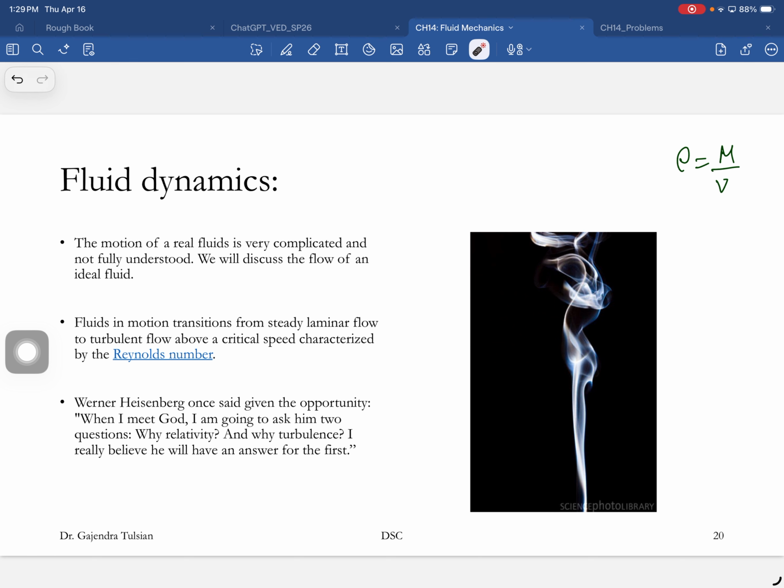So for instance, if you go for a run and you want to increase blood flow, your heart would have to work much harder. Okay, so turbulence is bad in most situations.